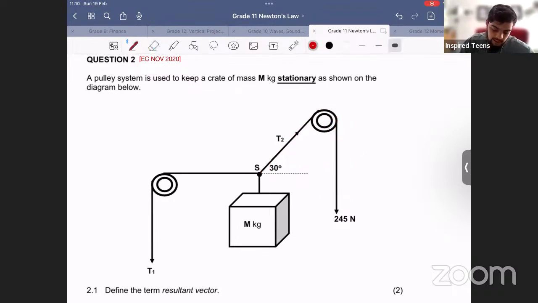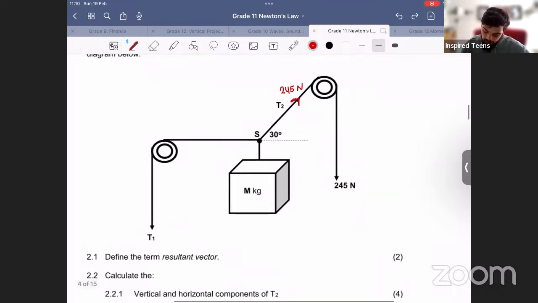So that means that this tension here is 245 newtons, just like that. Firstly. Now, they want us to calculate the vertical and horizontal components of T2. Remember, this is a diagonal force, the tension force in the upright direction. In this case, our vertical is our vertical and that's our horizontal axis. We're not on an inclined surface or anything like that.